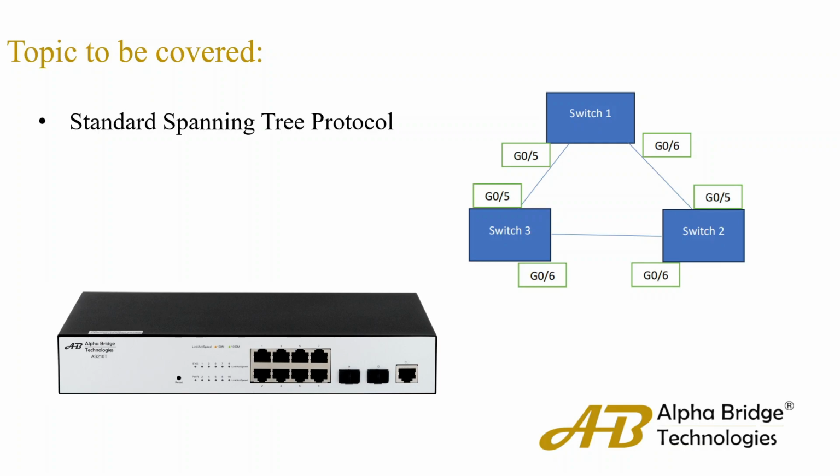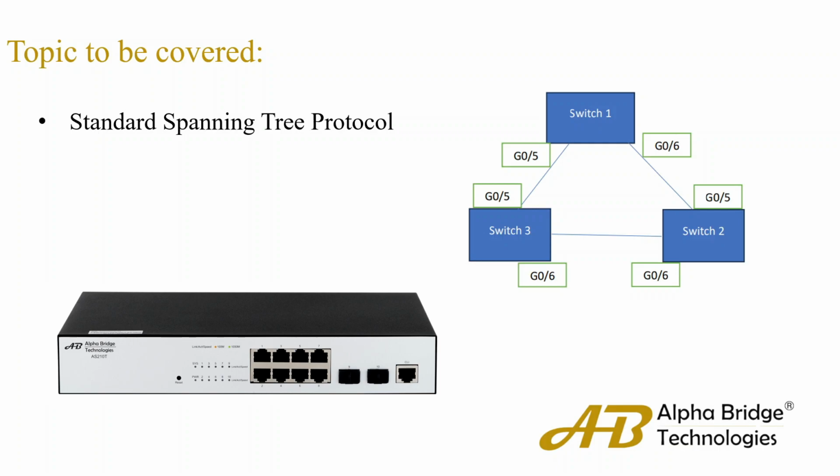To explain briefly, imagine a large corporate office with multiple floors, each floor having its own network switch. These switches are interconnected to form a network. Now, to ensure there is no network disruption if one connection fails, the network is designed with redundant paths. But this redundancy can cause network loops, where data packets circulate endlessly.